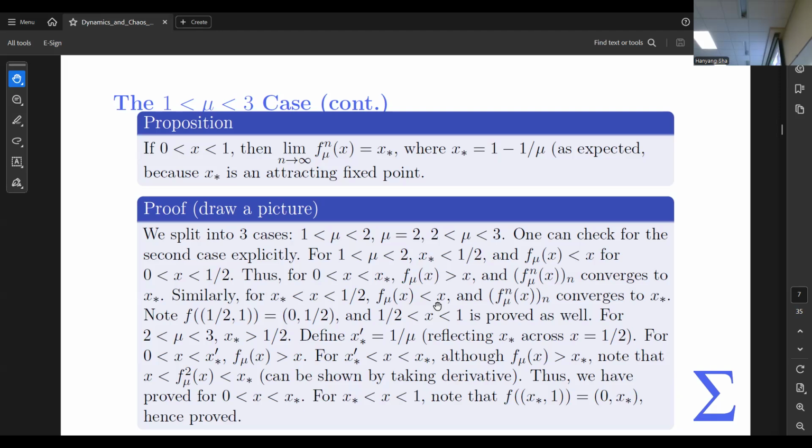And then, okay, the other case is mu between 2 and 3. So in this case, the fixed point will be greater than 1/2. It'll be up here.